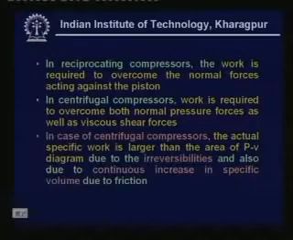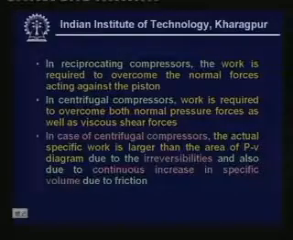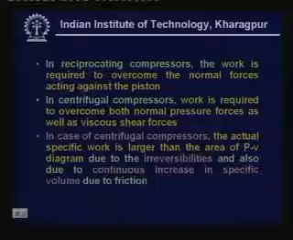In case of centrifugal compressors, the actual specific work is larger than the area of the PV diagram due to the irreversibilities and also due to continuous increase in specific volume due to friction. So if you have a PV diagram of a centrifugal compressor, you cannot find out the work input from the PV diagram because the area of the PV diagram does not give you the actual work input. You will find that the actual work input is always higher than the area of the PV diagram, and this difference is due to the irreversibilities, and it is also due to the fact that the specific volume continuously increases because of the fluid friction.